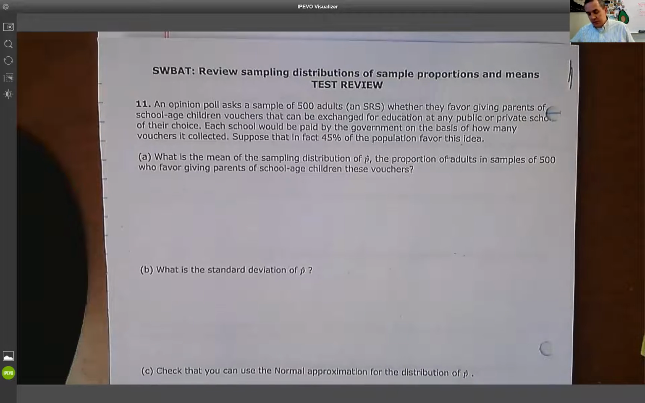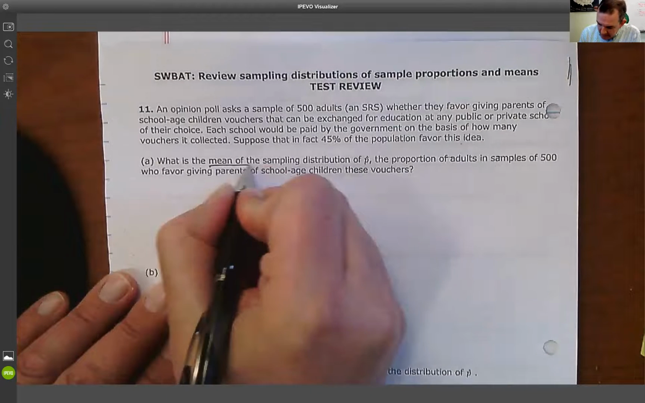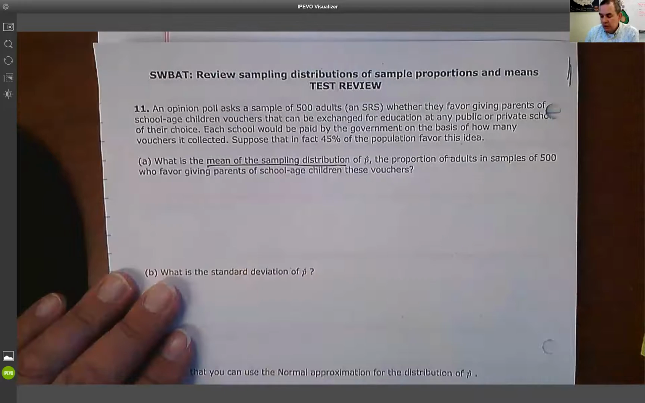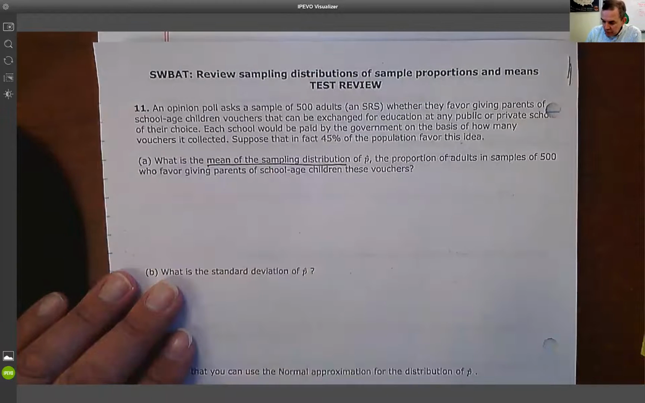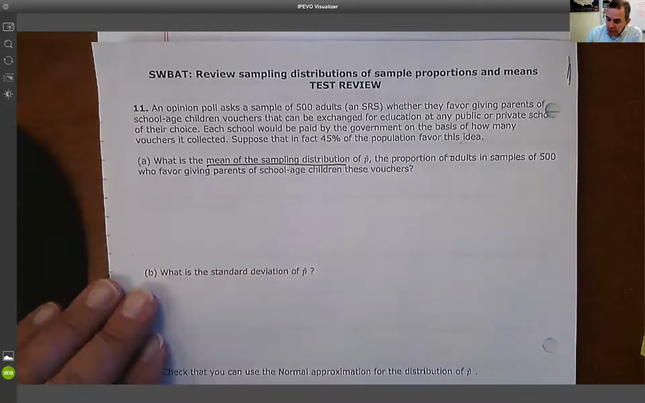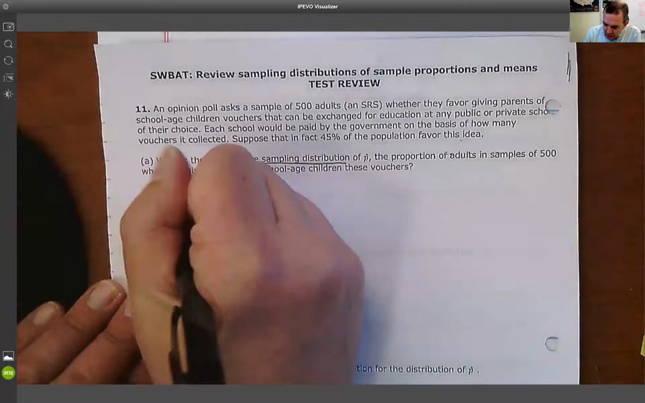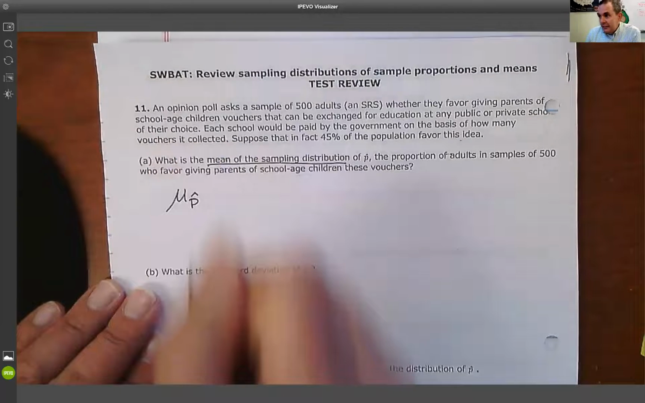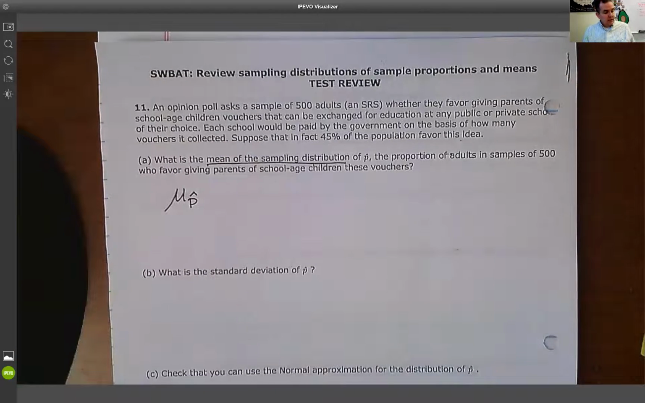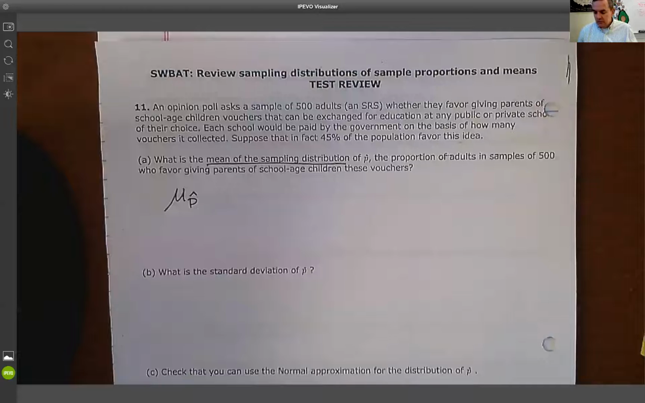Okay, so now we're going to walk through and look at every one of these questions. What is the mean of the sampling distribution? In this case, the mean is my center. This is a proportion. The reason I can tell it's a proportion is I got a p hat here. So what it's asking me is, I need to know what is the mean of all those p hats. Well, again, the mean of all those p hats equals the true proportion if stated random.